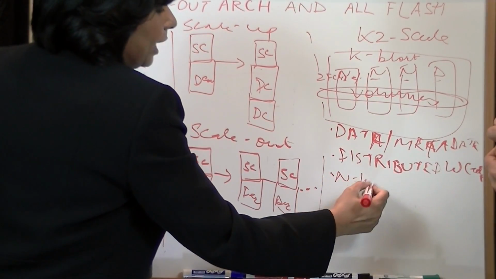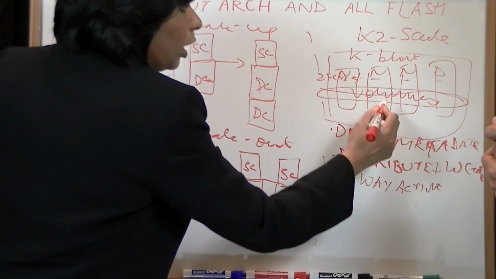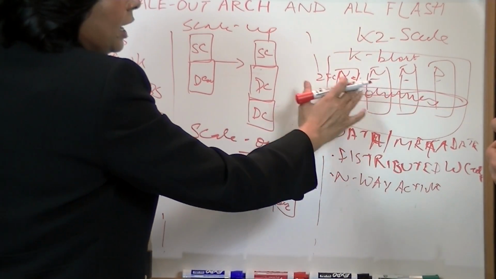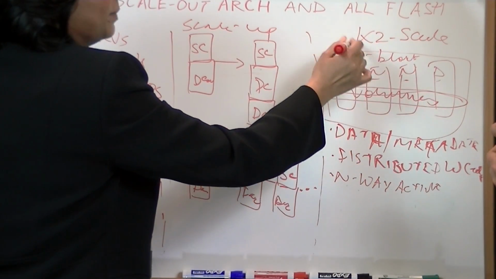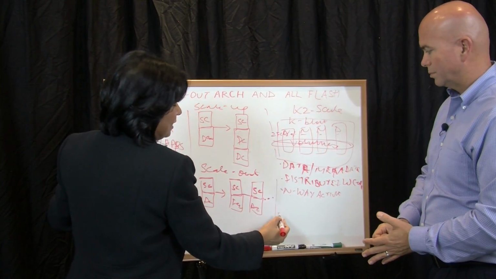And what do I mean by N-way active? In the sense that, if you have any volume that has been created in the system, any volume can be accessed by any host port on any of these nodes. Okay. So it can be accessed anywhere.